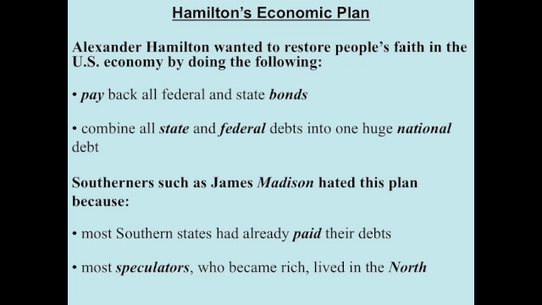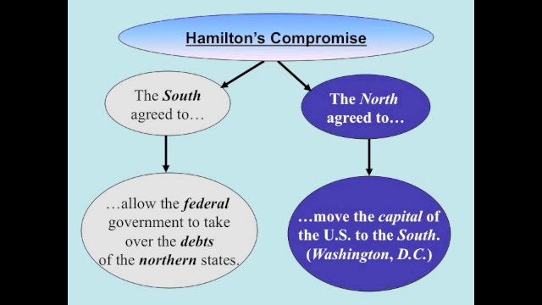So Alexander Hamilton's plan was to restore the people's faith in the U.S. economy by doing the following: pay back all federal and state bonds, and take the national and state debt and combine it all into one huge national debt. Southerners such as James Madison, the father of the Constitution, hated this plan because the southern states did not want to be responsible for northern debt. So a compromise was reached. The South agreed to allow the federal government to take over the debts of the northern states, and the North agreed to move the capital to the South, Washington, D.C.